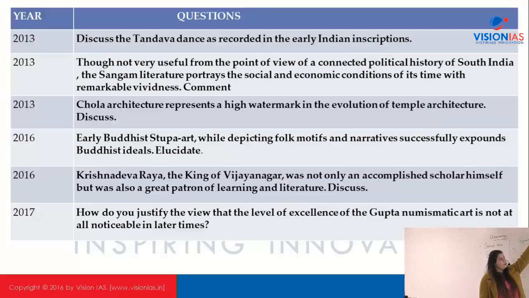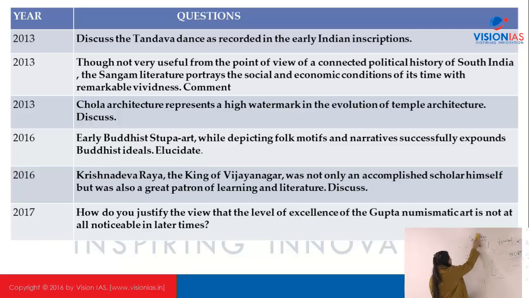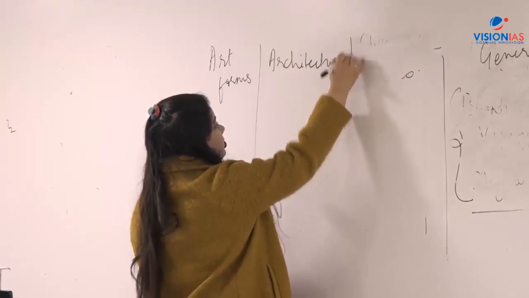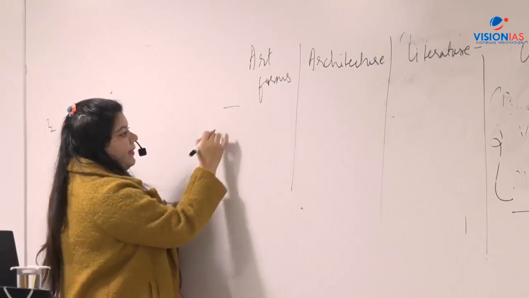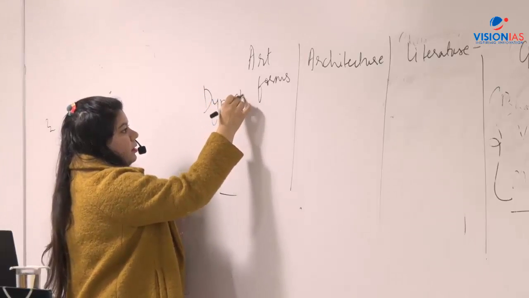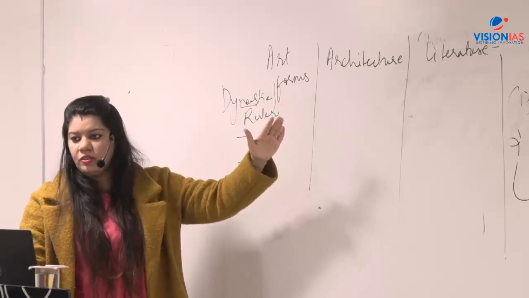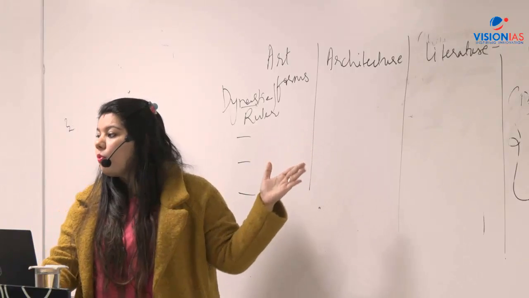So art forms, there was a question on Tandav dance. Literature was mentioned in your syllabus, so there was a question on Sangam literature, specifically socio-economic history. Then Chola architecture, architecture was mentioned. So what you have to do when you decode the syllabus, there are broad topics like art forms, architecture, then literature, right? So when you're reading your history books, identify the dynasties or the rulers which have patronized or done more to promote art forms, architecture and literature. By doing that, you will understand which dynasty you have to pay more importance to while reading history.